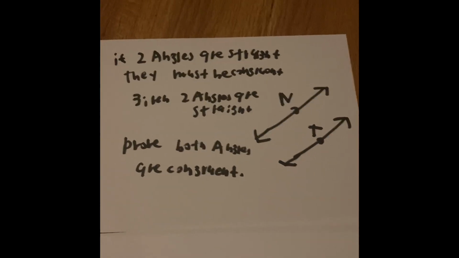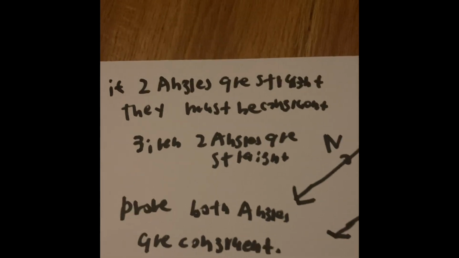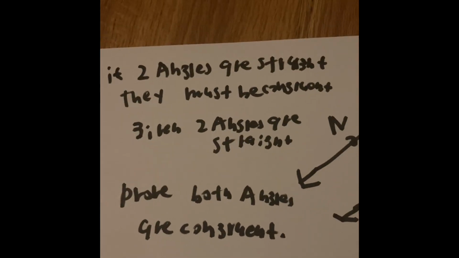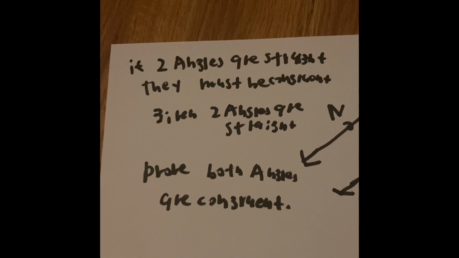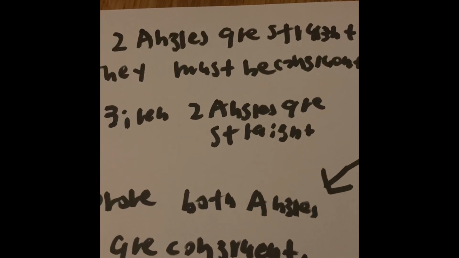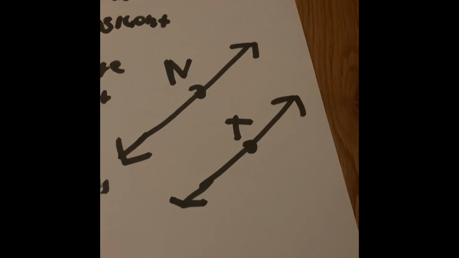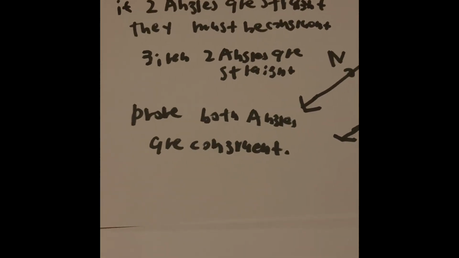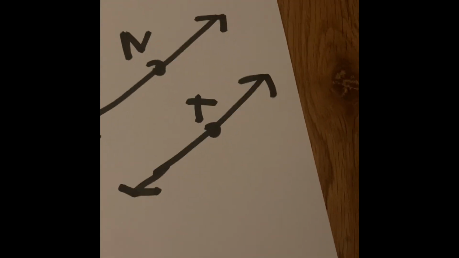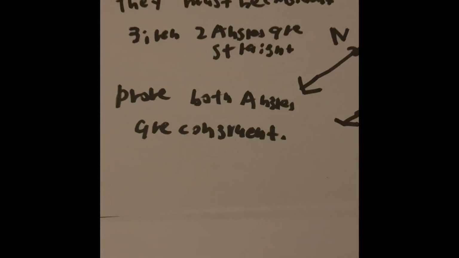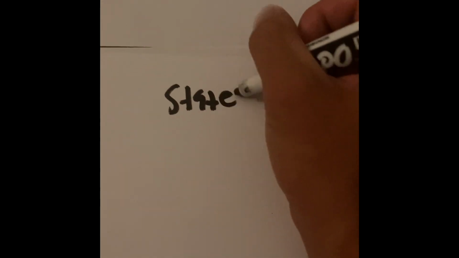Okay, so here is a challenge. If two angles are straight, then they must be congruent. So what's given to us is that two angles are straight. Here's the diagram. We're going to use letters N and T to represent the angles. And we have to prove that both angles N and T are congruent. So we have to make a statement, and on the other side, we have to give a reason.